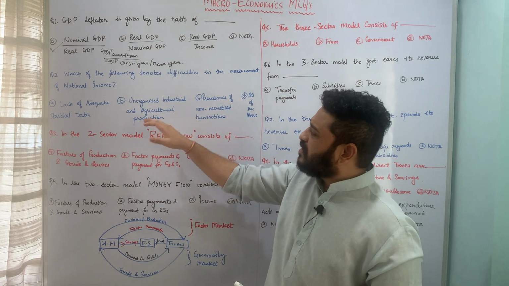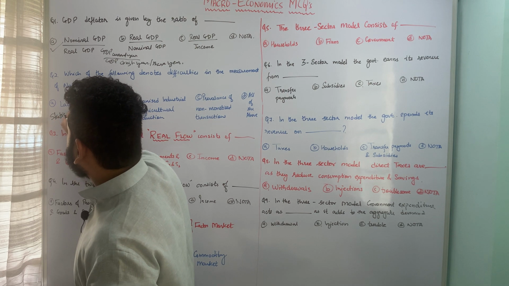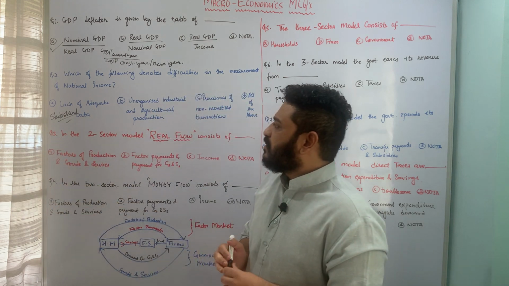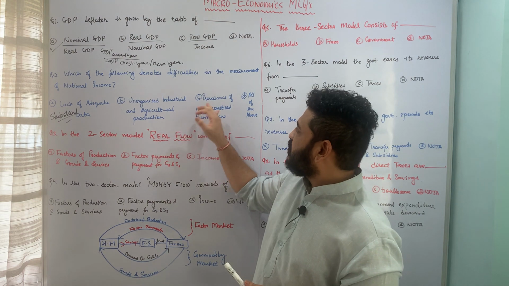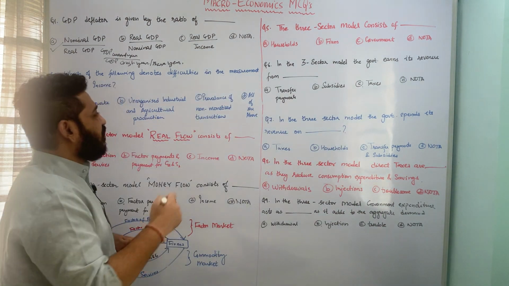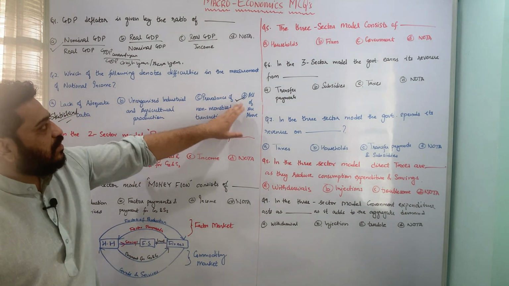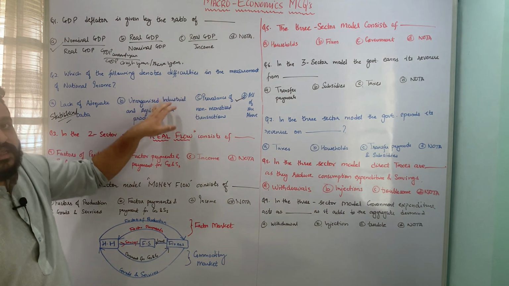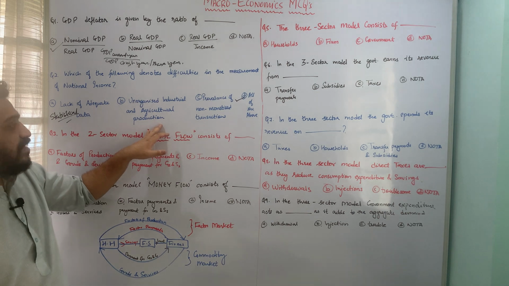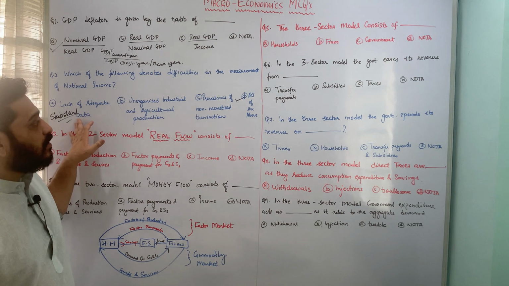So here all these three things, that is lack of statistical data, then unorganized industrial production, then prevalence of non-monetized transactions, and all of the above. So here the correct answer is all of the above. The measurement difficulties are in relation to prevalence of non-monetized transactions, then unorganized industrial as well as agriculture sector, and lack of adequate statistical data available in the economy per se.